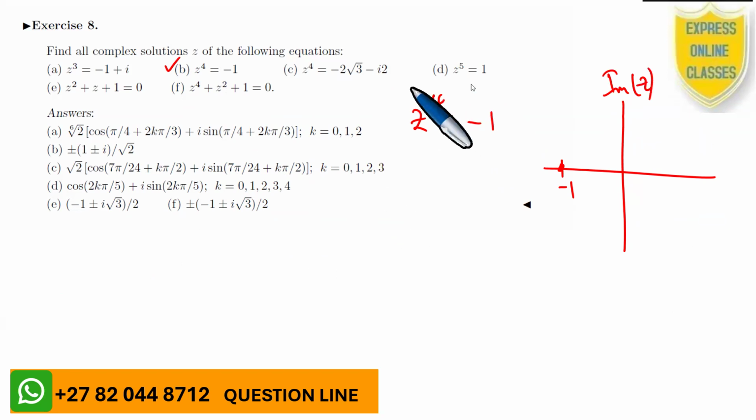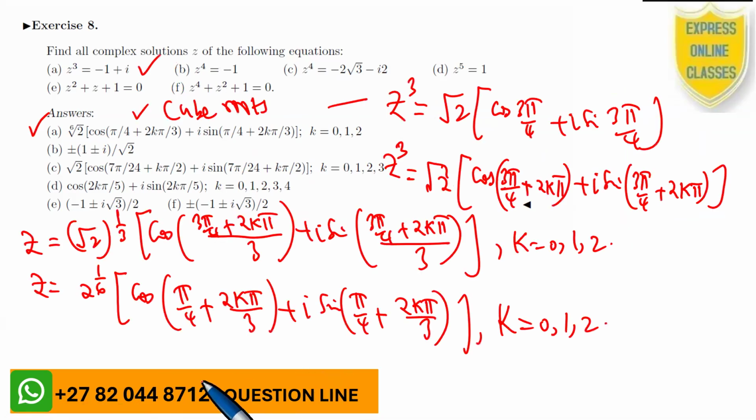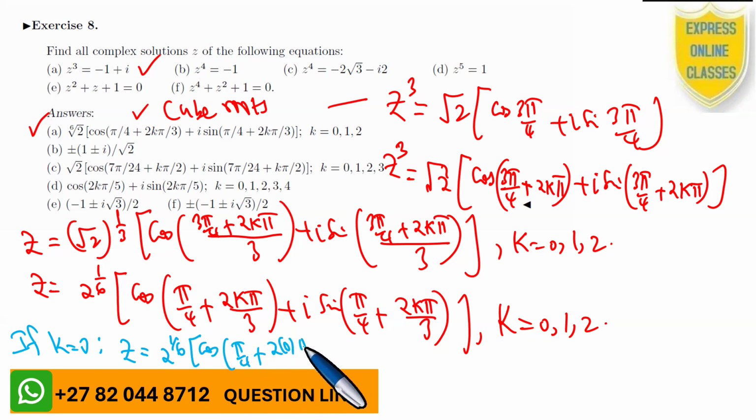What is the K for? The K is just for substitution purposes and to get the actual roots. Let's just show some examples. If K is 0, then Z is 2 to the power 1 out of 6, and you put 0 here, which will be cosine of pi over 4 plus 2 times 0 pi out of 3.